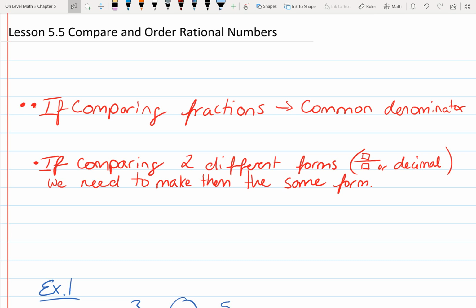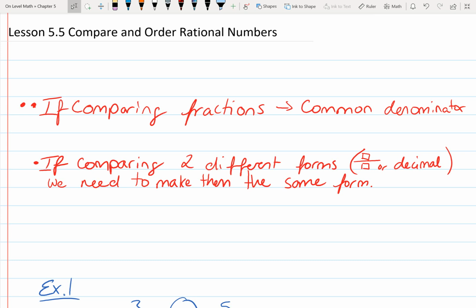The same thing applies to lesson 5.5. You're doing the exact same thing. You might be given two fractions. Perfect. Give them common denominators first and then compare them. Or you might be given a decimal and a fraction. Make both of them decimals or make both of them fractions, right? It doesn't matter. Do whichever you feel most comfortable with.